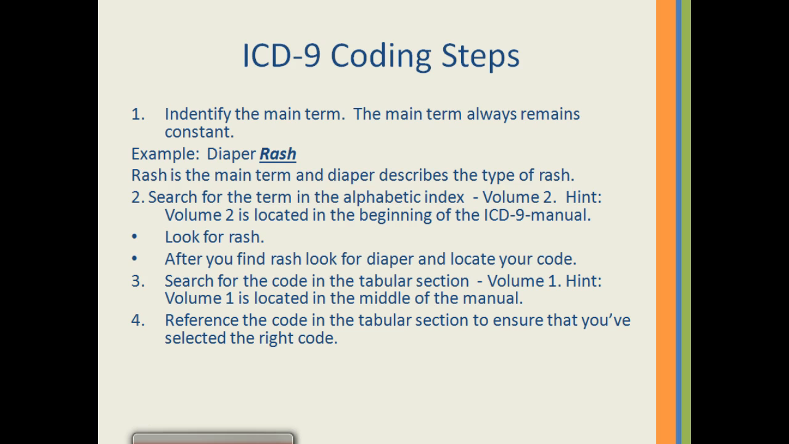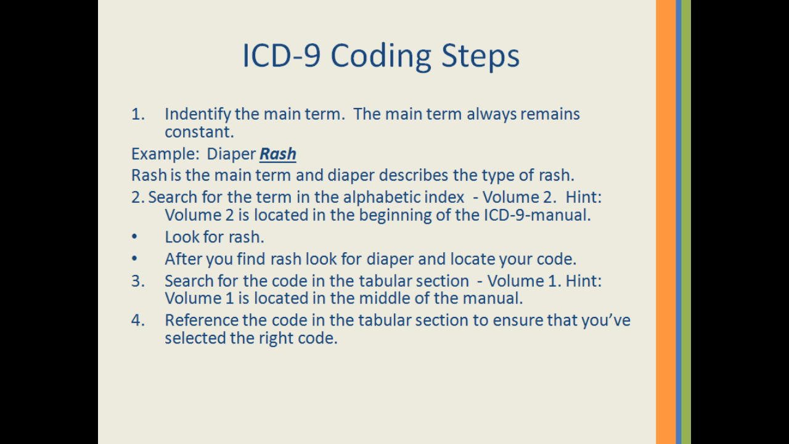Now, let's go through coding steps for ICD-9. Number 1, you must always identify the main term. So let's look at diaper rash for an example. Diaper rash. Rash is the main term. It is the term that remains constant, and diaper describes rash. So, with that said, you would search for the term in the alphabetic index, which is volume 2. Remember that volume 2 is in the beginning of the ICD-9 manual, and it starts on page 86. So you would look for rash. After you find rash, look for diaper and locate your code.